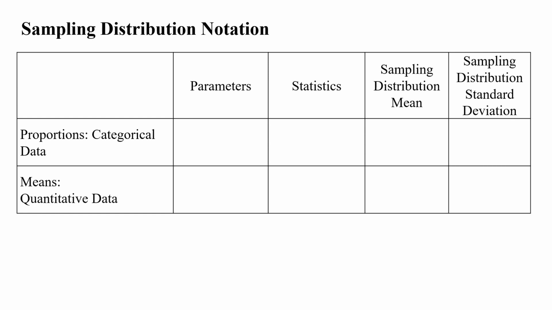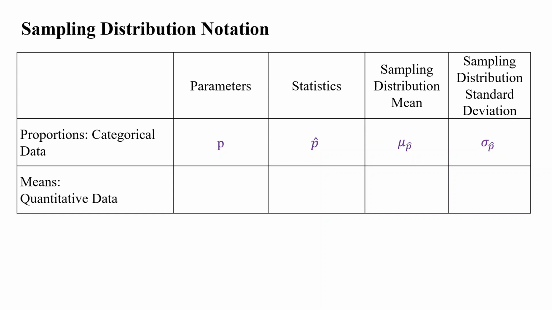And then we have a sampling distribution, and we have a mean and standard deviation for the sampling distribution. So for proportions, what we've covered so far is our population parameter for proportions is P, and it's P hat for the statistic, what we get from the sample. And then for the sampling distribution mean, it's mu sub P hat, and the standard deviation is sigma sub P hat. So that's what we've worked with so far with our categorical data, proportions.